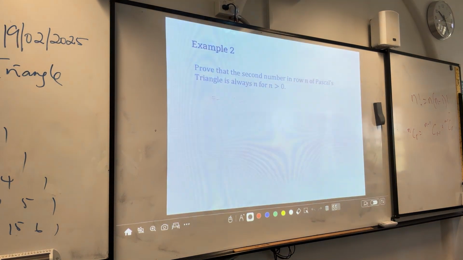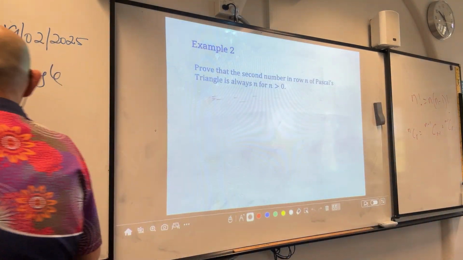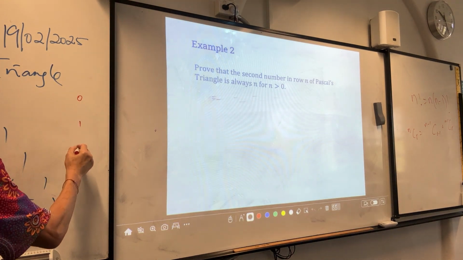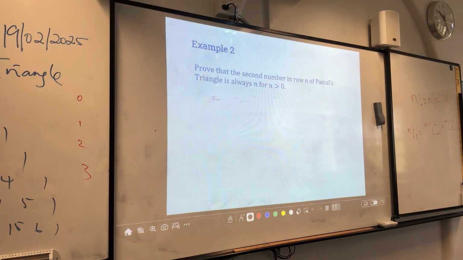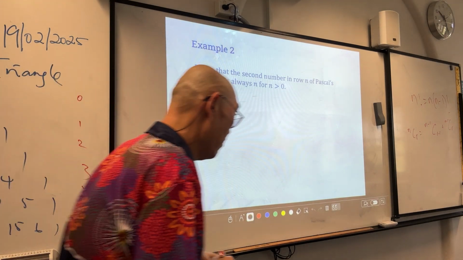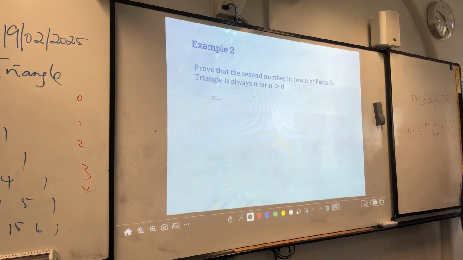Now, example 2 is an interesting one. Prove that the second number in row n of Pascal's triangle is always n for n greater than 0. So you must prove that this number, right? So we know this is 0, this is 1, this is 2, this is 3. So the second number is here, here, and here. So this is n equals 4. The second number is always 4. N equals 3, the second number is always equal to 3.